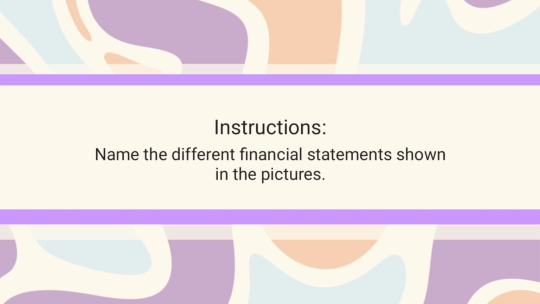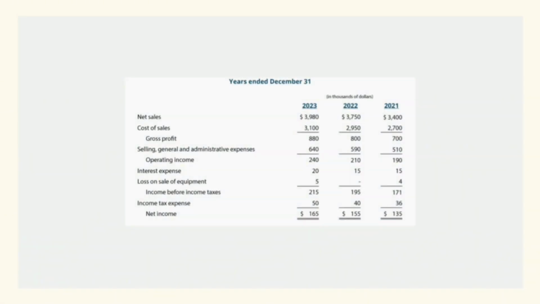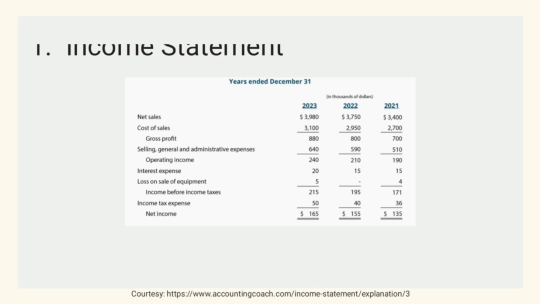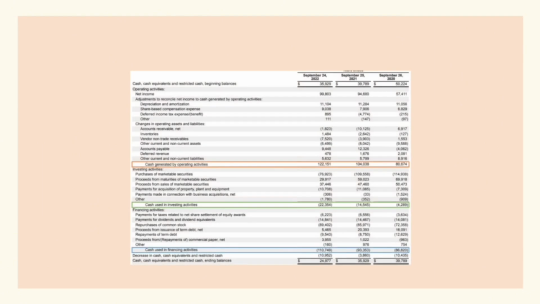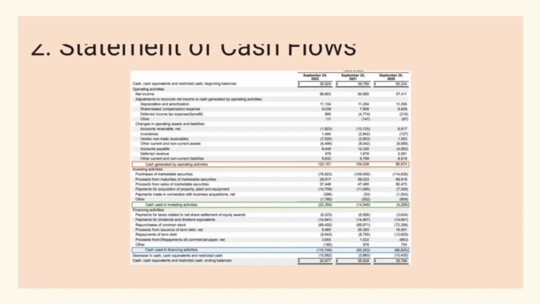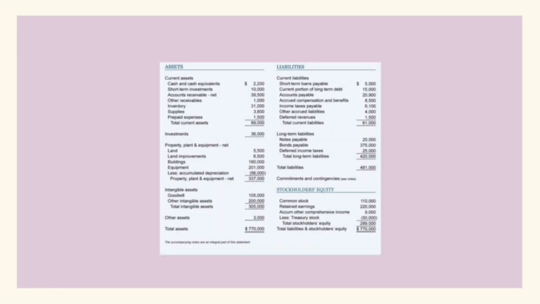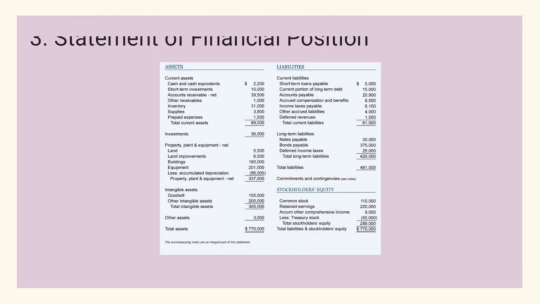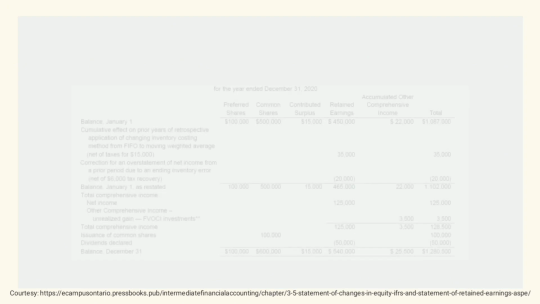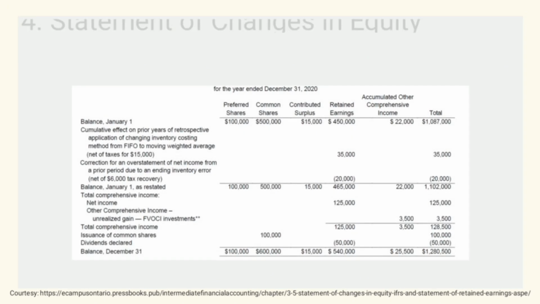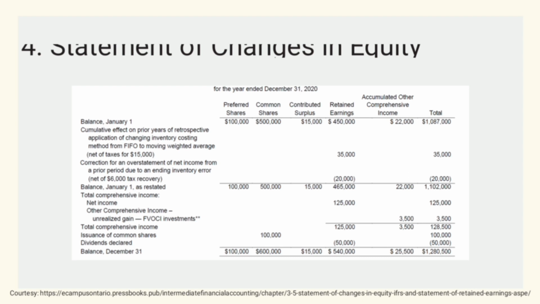Name the different financial statements shown in the pictures. Number 1, income statement, statement of cash flows, statement of financial position, and lastly, statement of changes in equity.